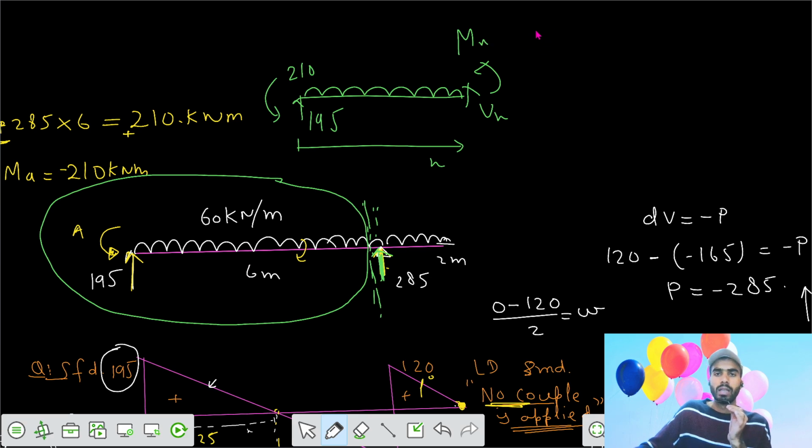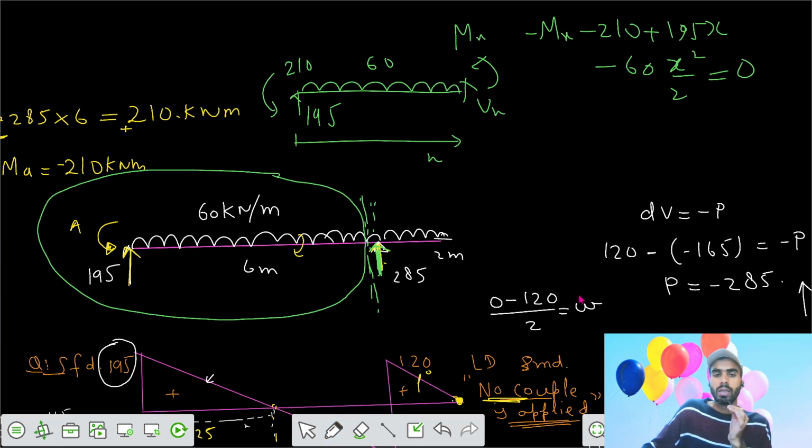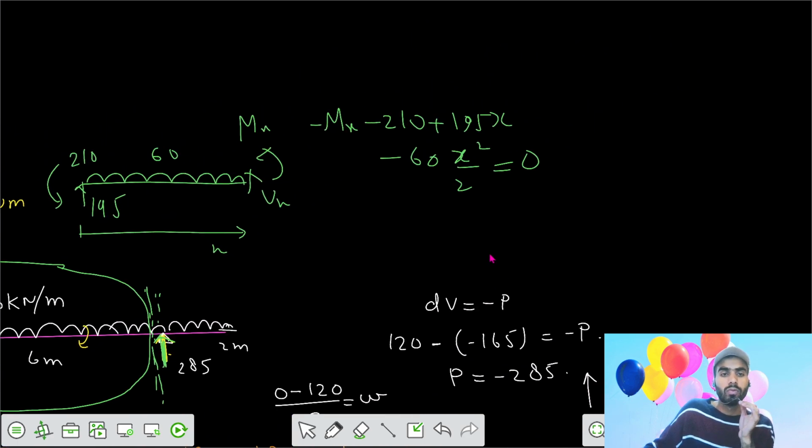We can write that summation of moments. We can write minus Mx, then minus 210, minus 195 into x, the length of x. Then we have that UDL of 60. That's also anti-clockwise, 60 into x squared by 2, equals the summation of moments. But we say that we want moment x to be 0. We want the bending moment to be 0.